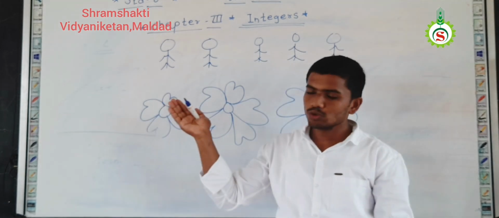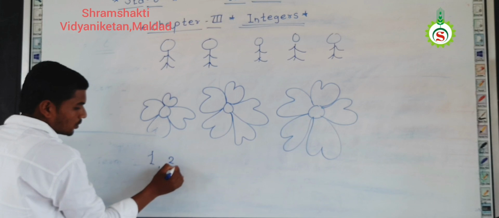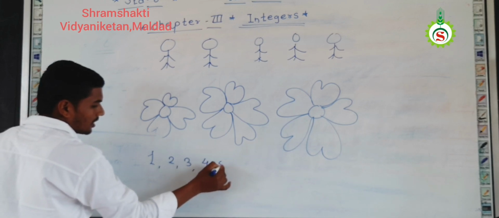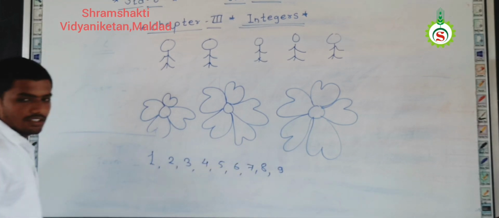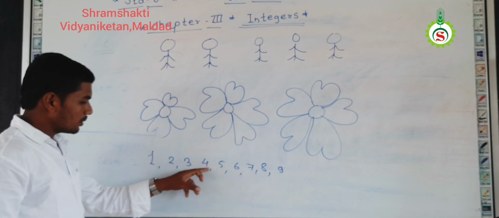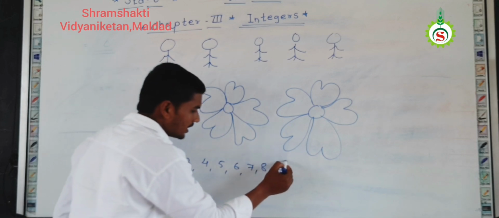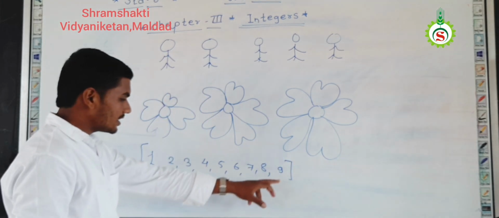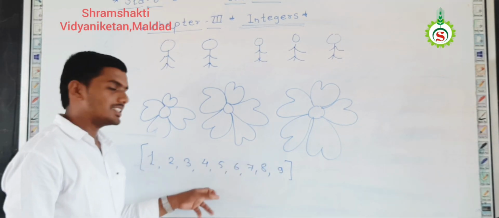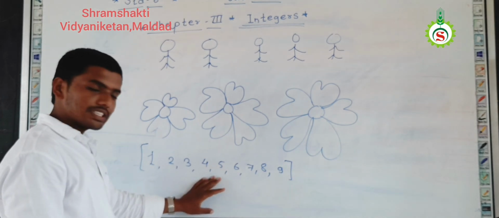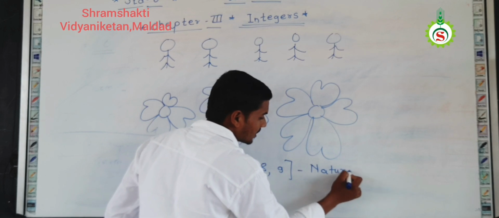So we have learned numbers like 1, 2, 3, 4, 5, 6, 7, 8 and 9. The numbers start from 1 and end with 9. That means the numbers from 1 to 9 are called natural numbers. Why are those numbers called natural numbers? I will write here that those numbers are called natural numbers.